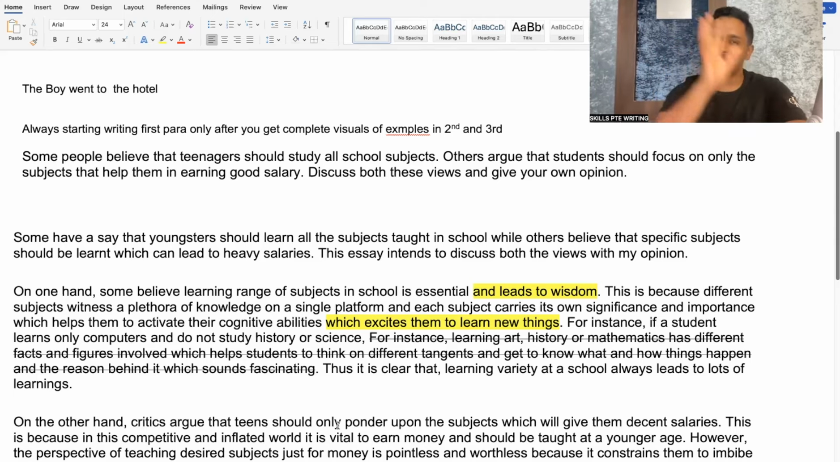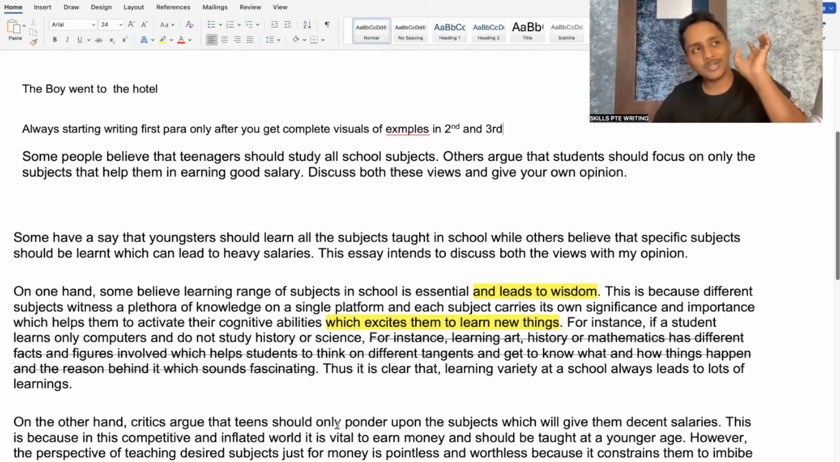However, learning one subject may not be catering to all the scenarios. This is because every subject has its own talents involved, its own structures, its own knowledge involved, which will definitely help students to tackle multiple scenarios in real life. For instance, now perfect. So basically, I'm going from the basement.